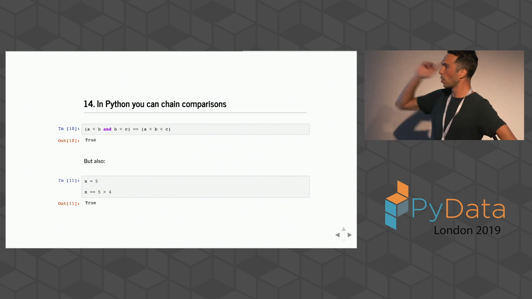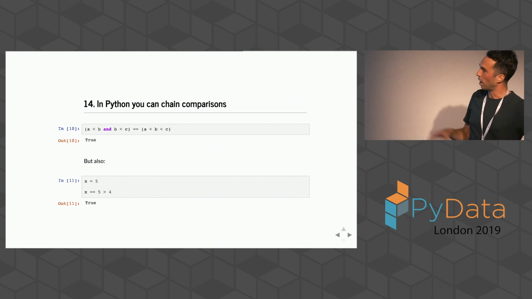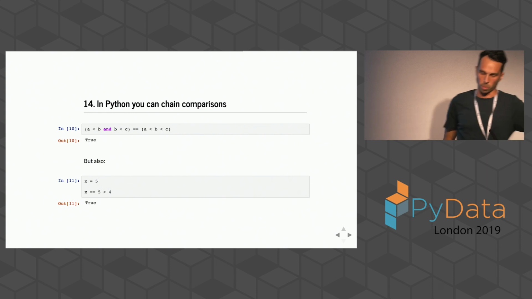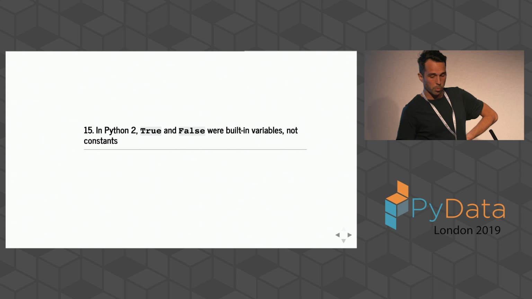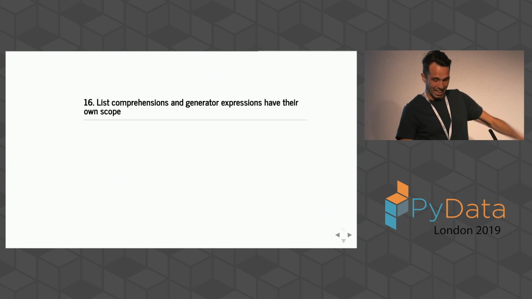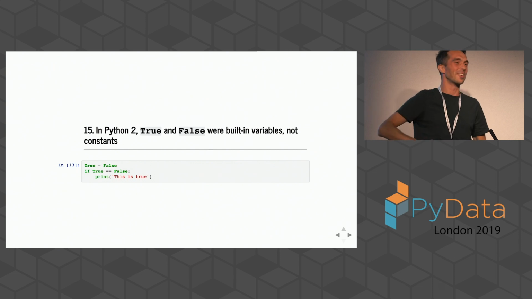So here, X is 5, assigned to X. To me it would say, okay, True is larger than 4, but this is not the case. It's actually chained as one operation. In Python 2, True and False were built-in variables and not constants. Okay, this is okay. It goes on until like 50 or so.